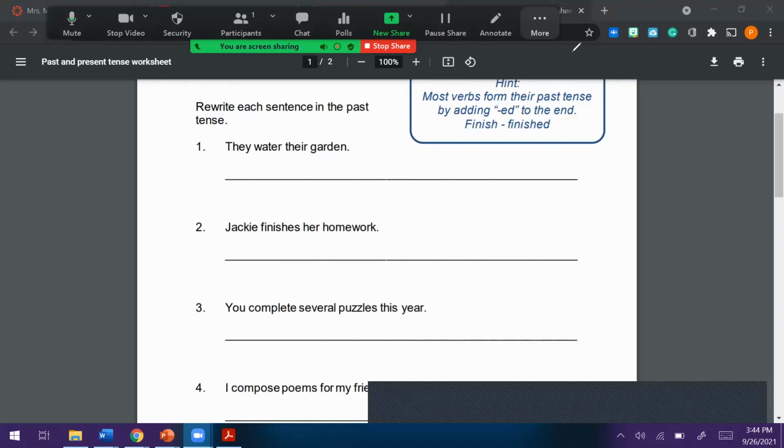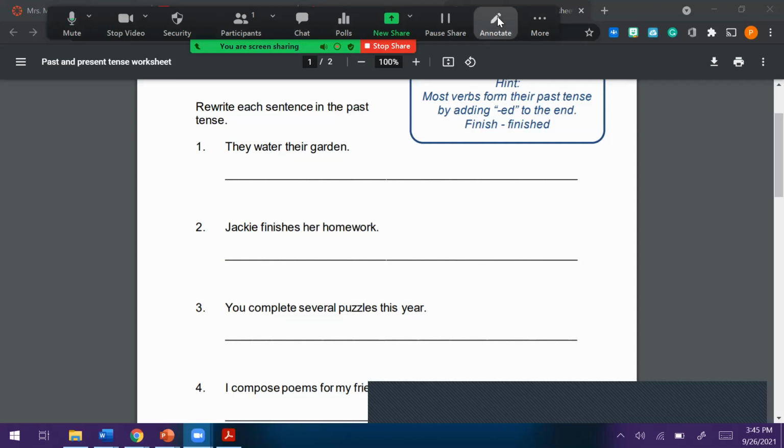It says most verb forms their past tense by adding ed to the end. For example, they use finish as the present tense and finished for the past tense. So let's keep that in mind as we are turning these sentences into past tense.